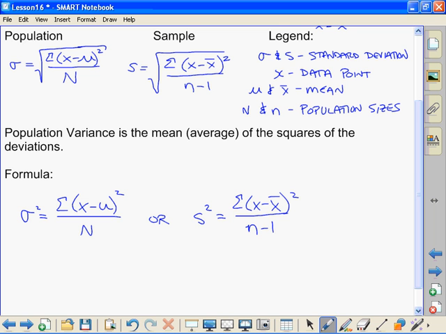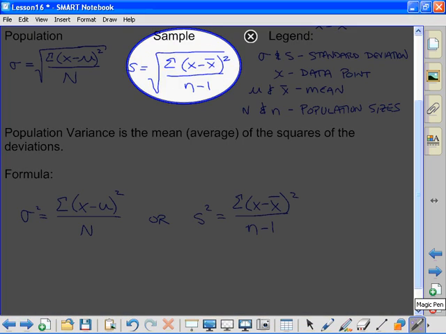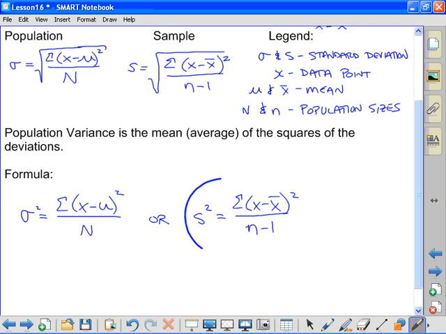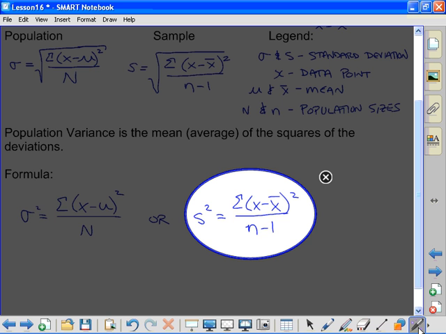So those are the formulas. For the most part, unless otherwise stated, we're probably going to be using, early on, our formula for a sample size. We'll get into large populations a little later on.